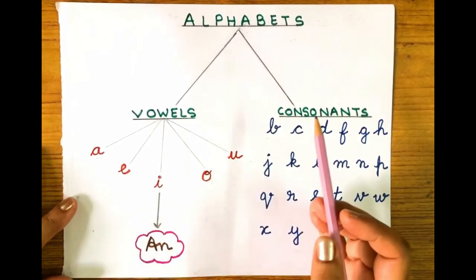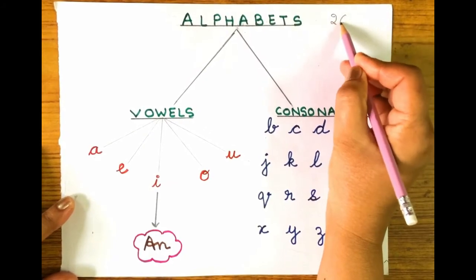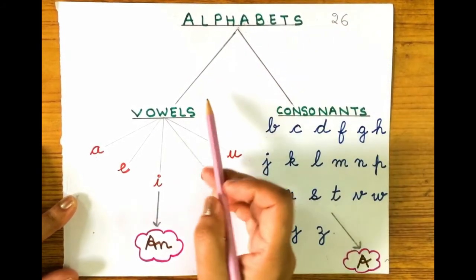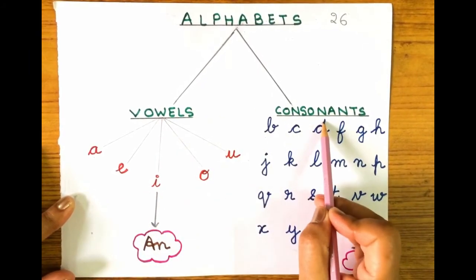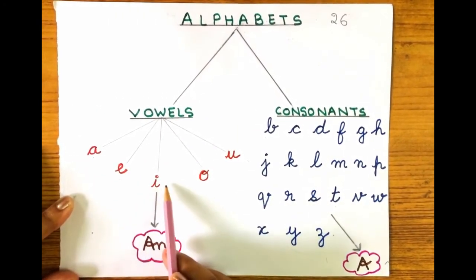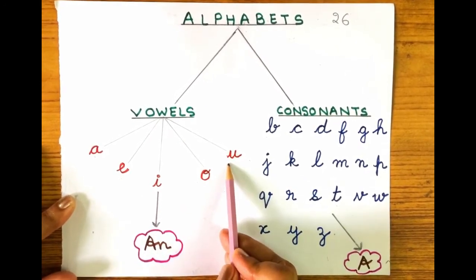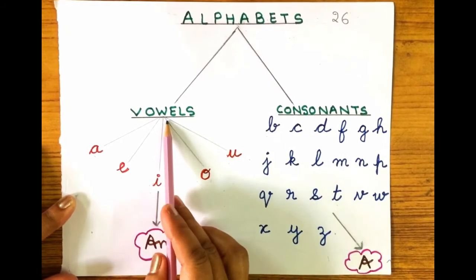Children, in English there are 26 alphabets. These alphabets can be divided into two parts, vowels and consonants. A, E, I, O, U. Children, these alphabets are called vowels.